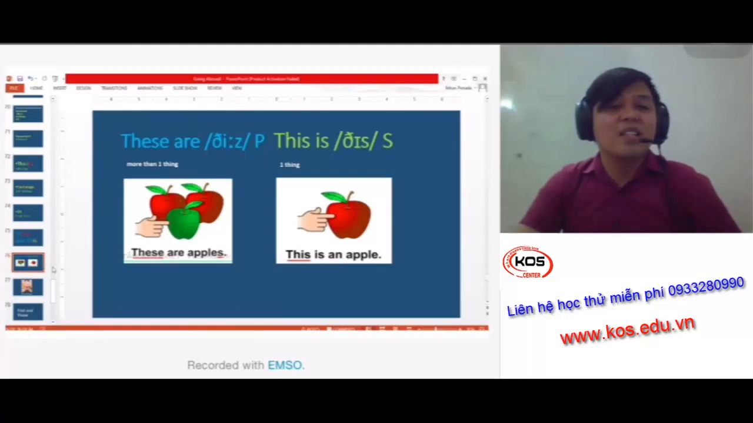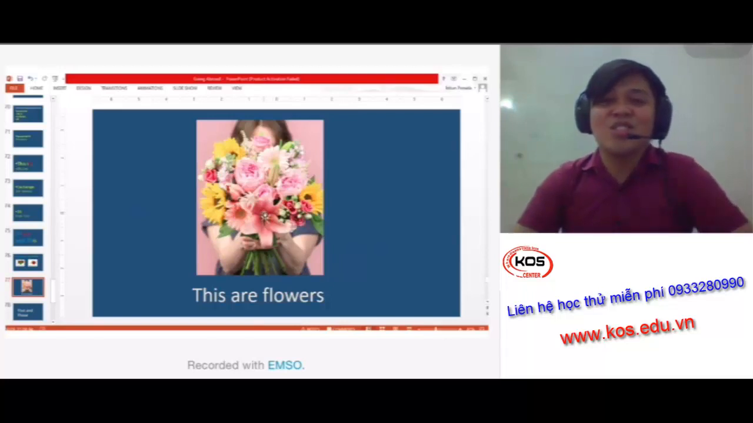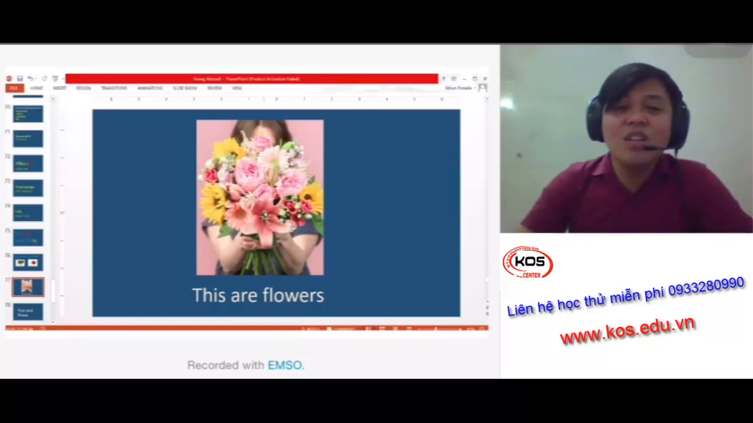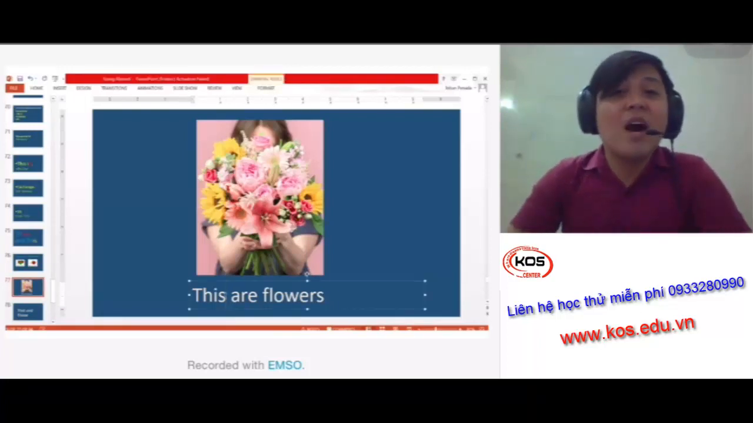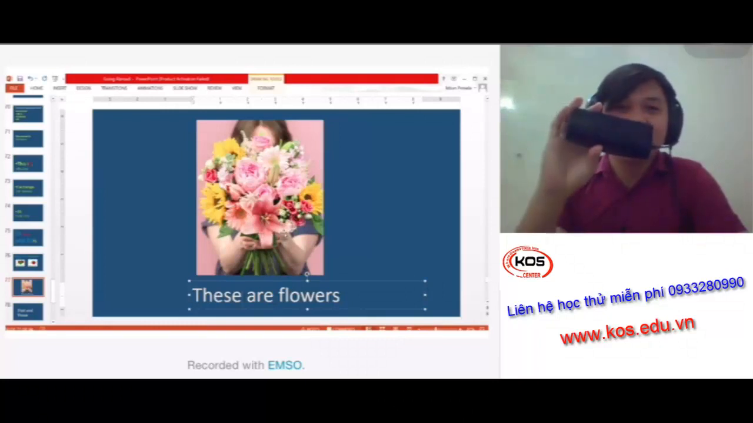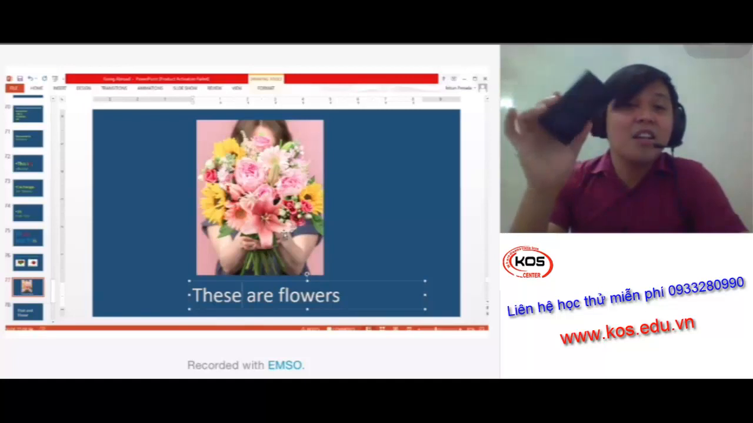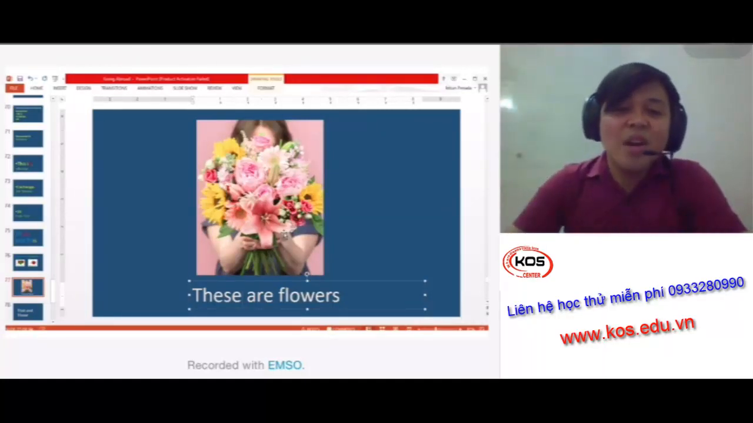Is this correct? These are flowers. Right? So I guess you should know by now that this is wrong. You should say these are flowers. Okay? These are flowers. Alright? And how about this? This is an eraser. Okay? Alright? So very simple. And definitely you can apply that.